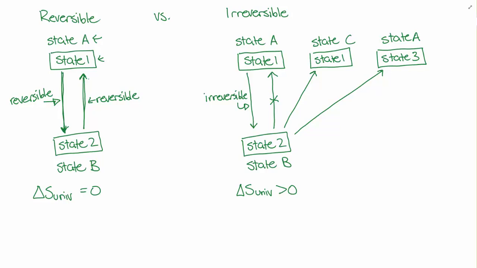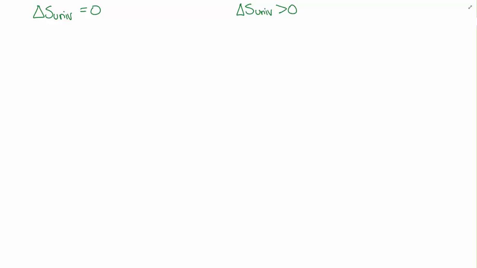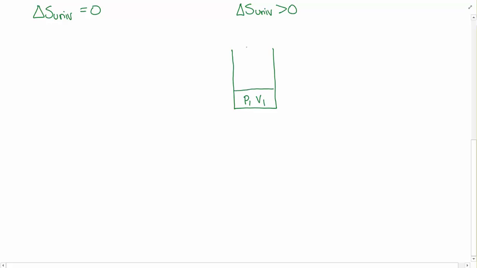Now let's look at irreversible versus reversible compression and expansion in a piston. So I'm going to start with the irreversible case. So imagine that we have some system and it's at pressure 1 and volume 1, and we have some external pressure pushing down on our piston. If we imagine that in this instant P1 is bigger than P external, then this system is not at equilibrium.